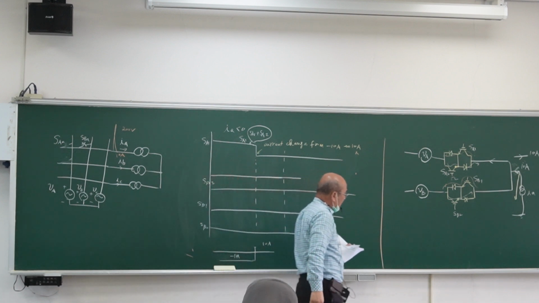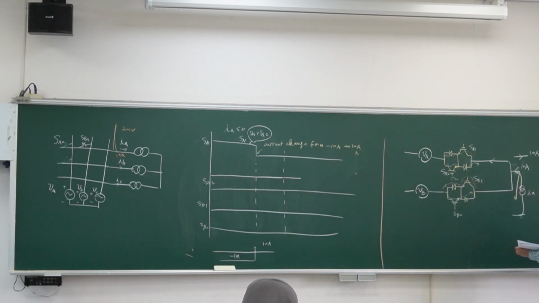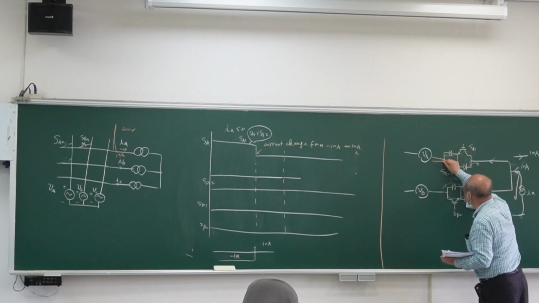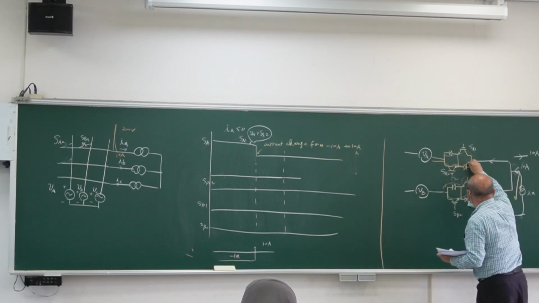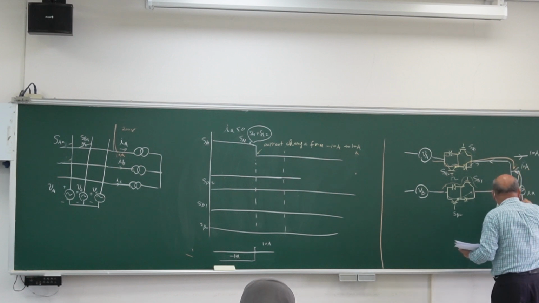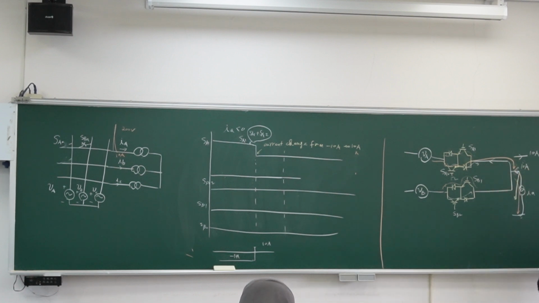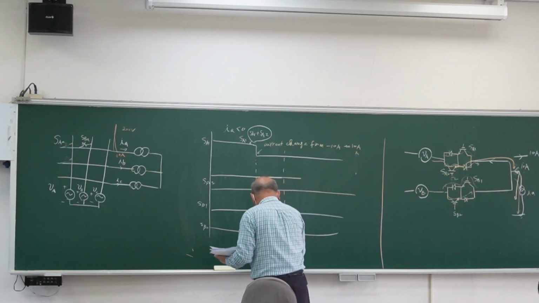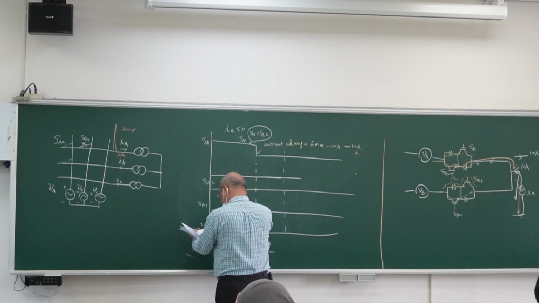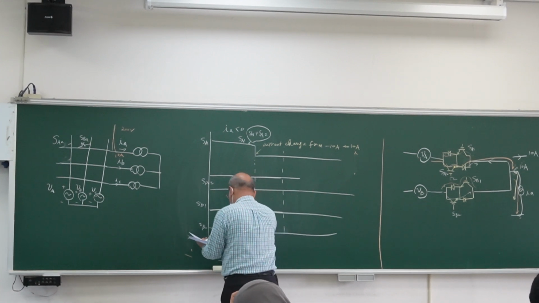So now, what happened? We have this path. Go this way, and go this way. SA2 turn on. And then SP1 and SP2, they still turn off. So SP1, SP2 still turn off. So here, turn off.